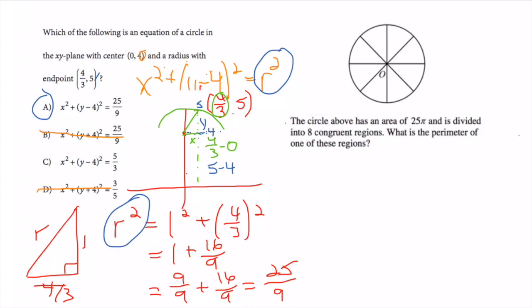Okay, the circle above has an area of 25 pi. Okay, so right away I'll write that down. So 25 pi equals pi r squared, and is divided into 8 congruent regions. Okay, congruent just means they're the same. What is the perimeter of one of these regions?